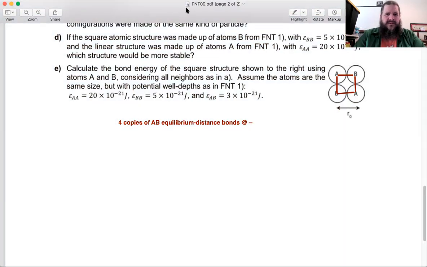Oh, I can't copy paste from this. Let me go grab an epsilon from elsewhere. Epsilon, there's one.